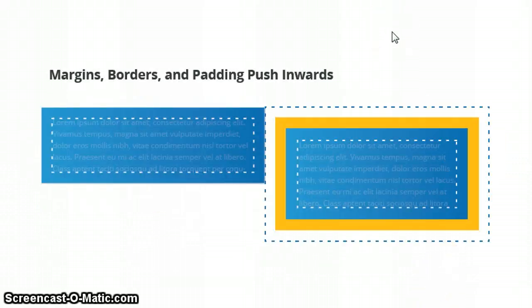Now, all columns have a default padding. It pushes the text inward away from the edge of your column. You can optionally add margins to a column. That would add spacing around it. You can add borders to a column, and you can even change the padding value, the default, to increase or decrease the amount of space inside a column before you get to the text content.